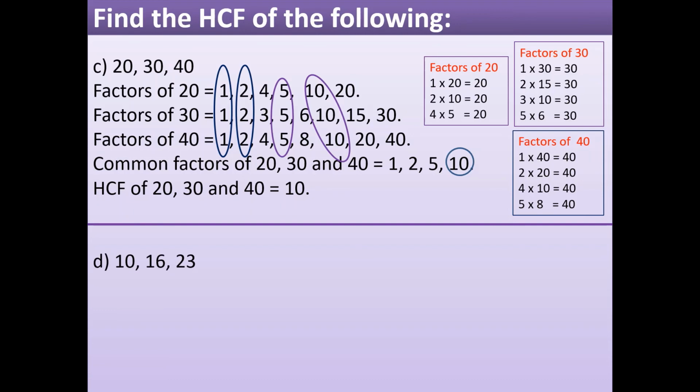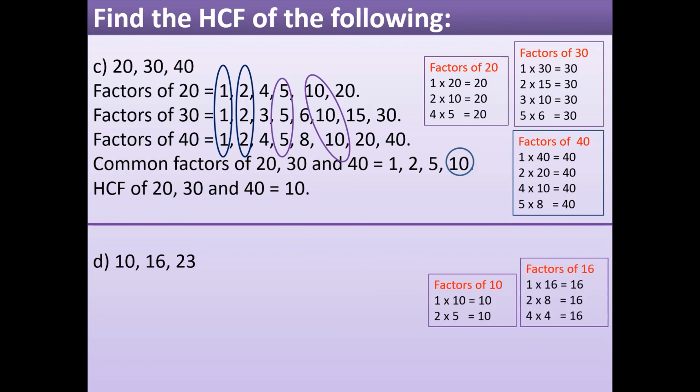Question number D. Find the HCF of 10, 16 and 23. First we will find out the factors of 10 like this. Then we will find out the factors of 16 like this. And then we will find out the factors of 23 like this.